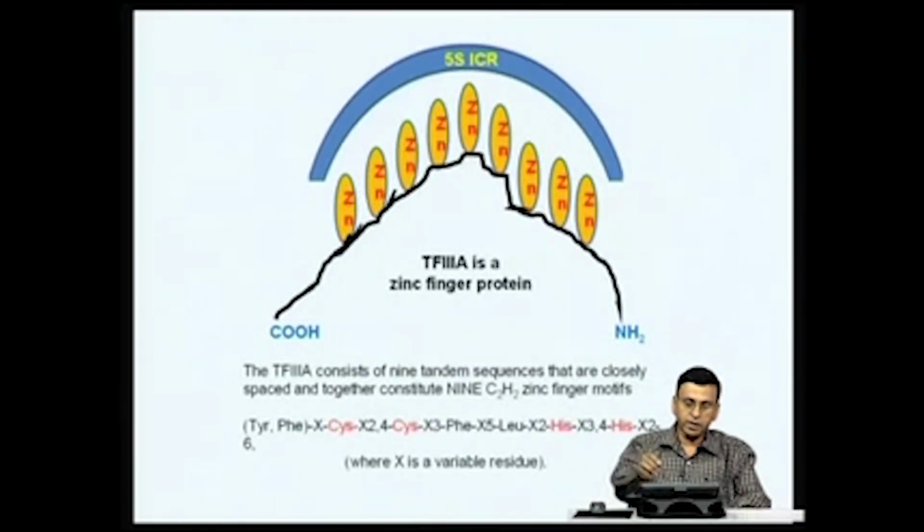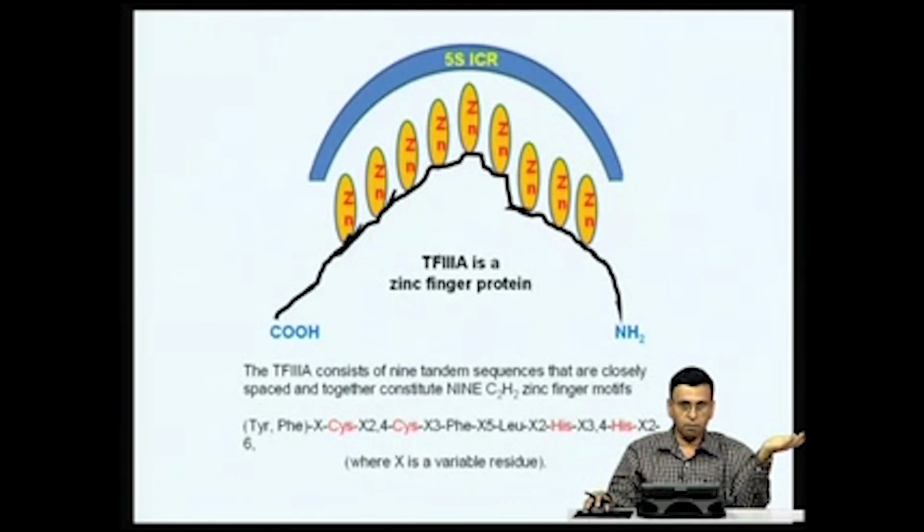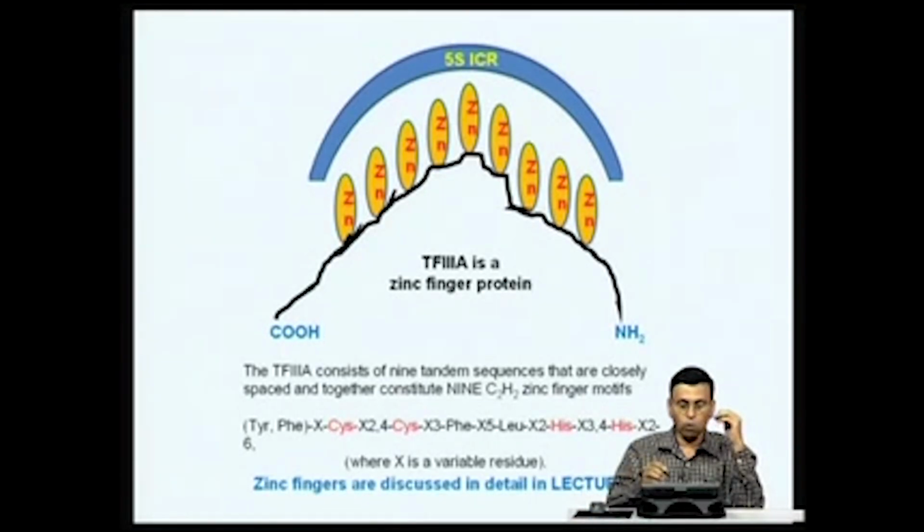I have just described here a cartoon which depicts the structure of the TFIIIA zinc finger protein. TFIIIA consists of 9 zinc fingers, and again I will not go into very much detail about the zinc finger proteins because we have studied them extensively in the RNA polymerase II lectures. In fact, if you want to know more about the zinc fingers, you must go to lecture number 5, where we have discussed in detail the C2H2 and other kinds of zinc fingers in great detail, giving examples of Pol II transcription factors.